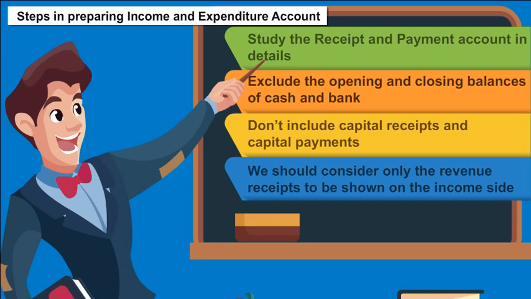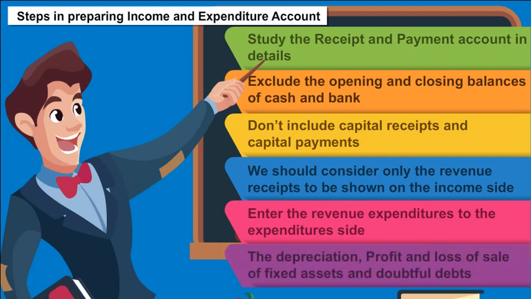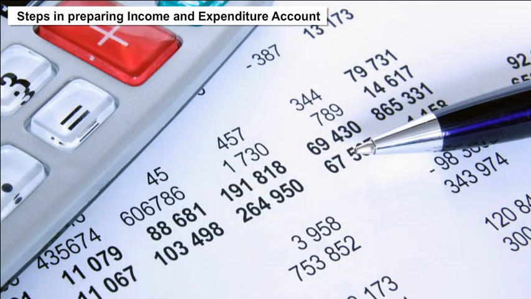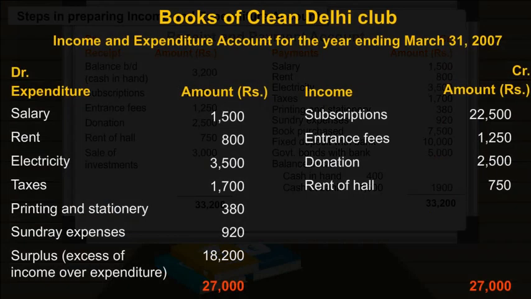We should consider only the revenue receipts to be shown on the income side of the income and expenditure account. Enter the revenue expenditures on the expenditure side of the income and expenditure account. The depreciation, profit and loss on sale of fixed assets, and doubtful debts are also considered in income and expenditure account. Let us take an example. From the receipt and payment account given below, prepare the income and expenditure account of Clean Delhi Club for the year ended March 31st, 2007.